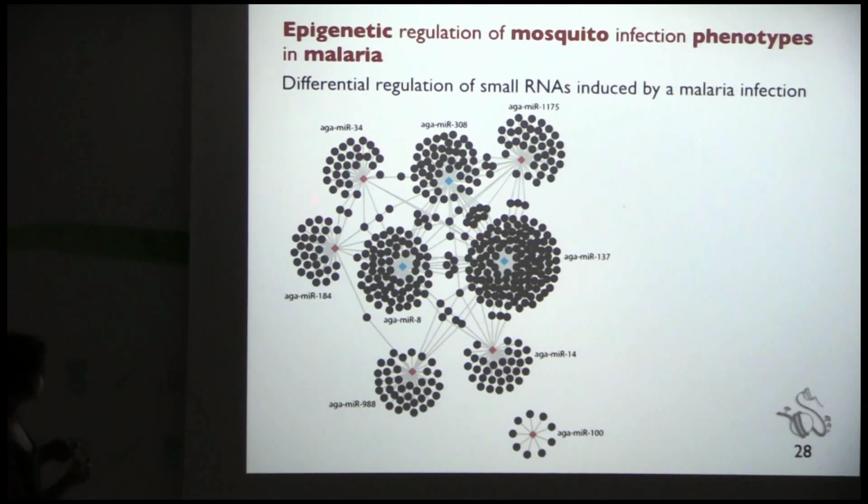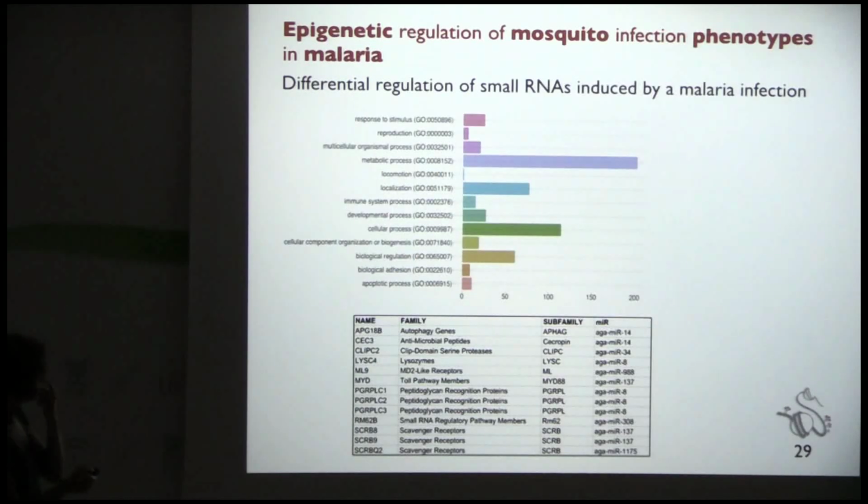And among all these target genes that are predicted to bind these microRNAs, there are a number of genes that also participate in immune functions. Therefore, this suggests that the differential regulation of microRNAs also regulates responses to malaria infection in the mosquito host.